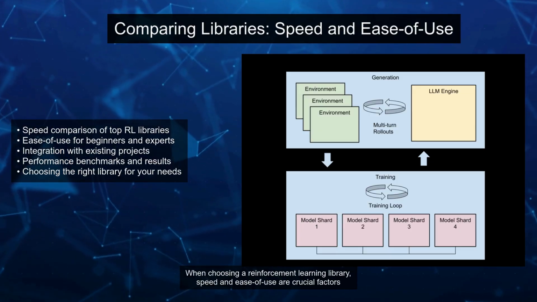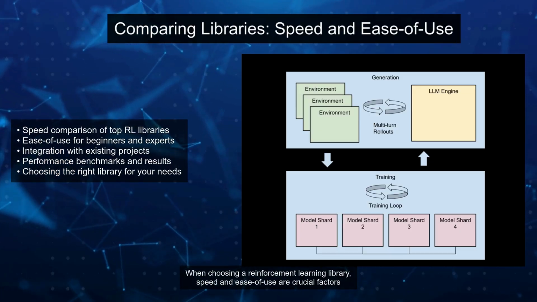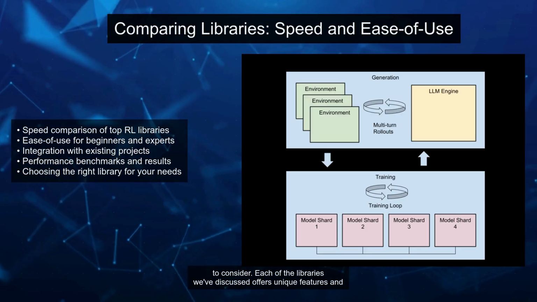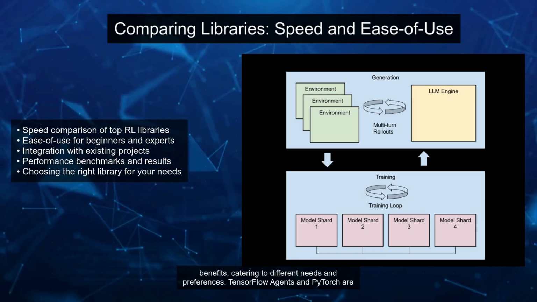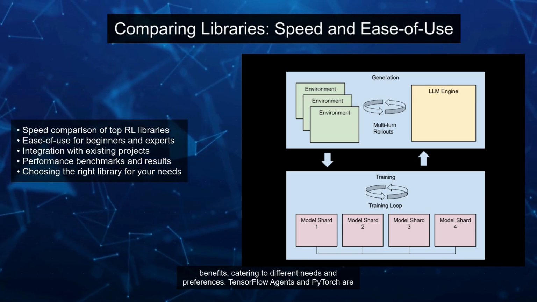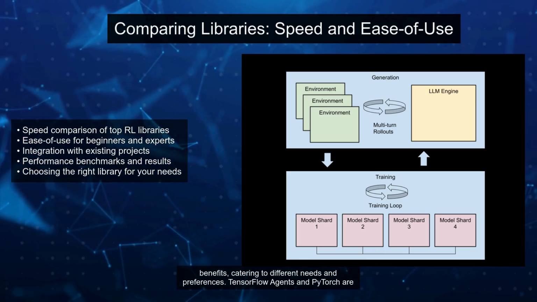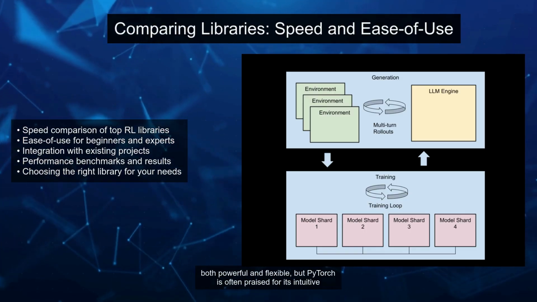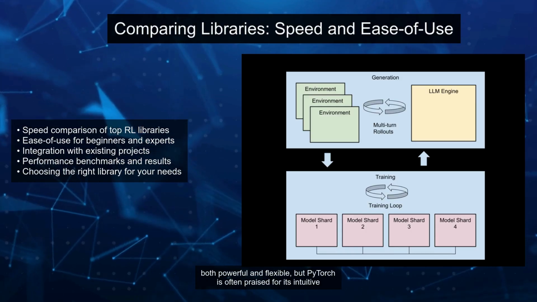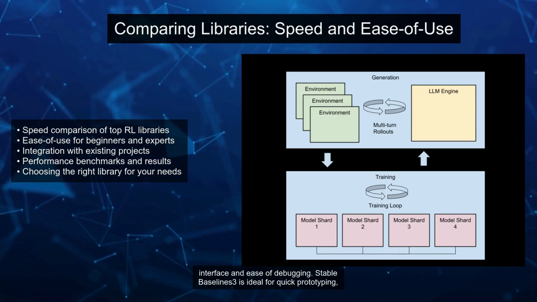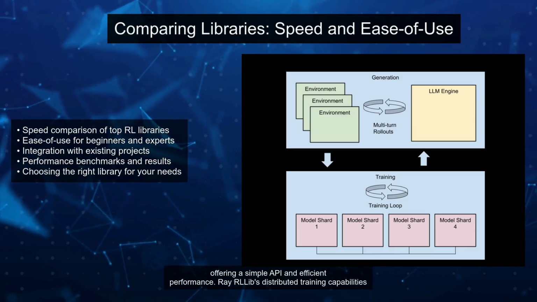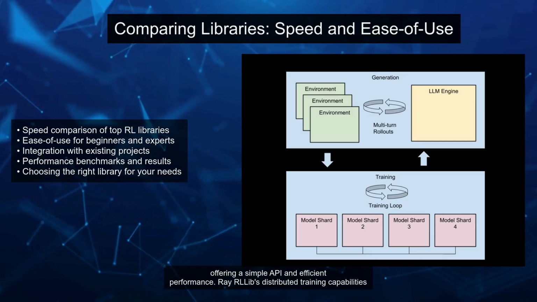When choosing a reinforcement learning library, speed and ease of use are crucial factors to consider. Each of the libraries we've discussed offers unique features and benefits, catering to different needs and preferences. TensorFlow Agents and PyTorch are both powerful and flexible, but PyTorch is often praised for its intuitive interface and ease of debugging. Stable Baselines3 is ideal for quick prototyping, offering a simple API and efficient performance.